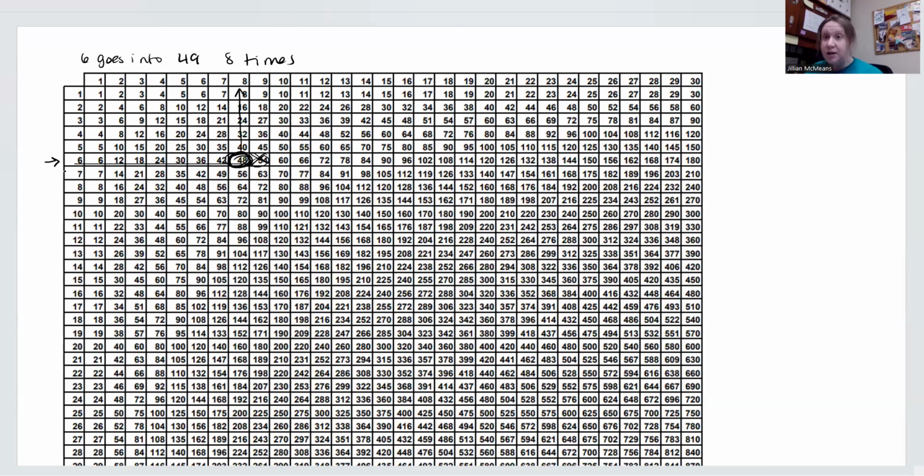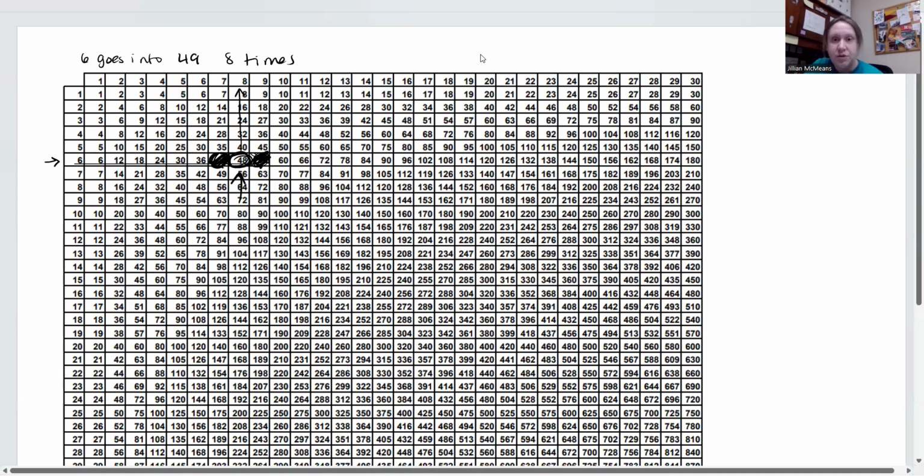So kind of think Goldilocks and the Three Bears. We can't use 42, we can't use 54, they're too small and too big. 48 is just right. It's as close to 49 as we can get without going over. So then you ask yourself, what column am I in? I'm in the 8th column. That tells me 6 goes into 49 8 times with a little left over. Okay, so you can use your multiplication table backwards if it's helpful.